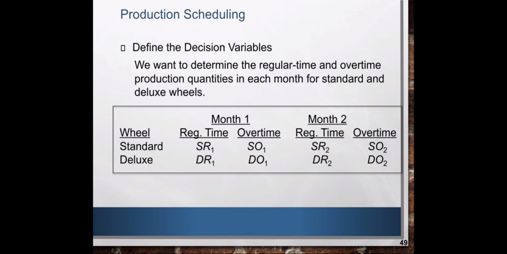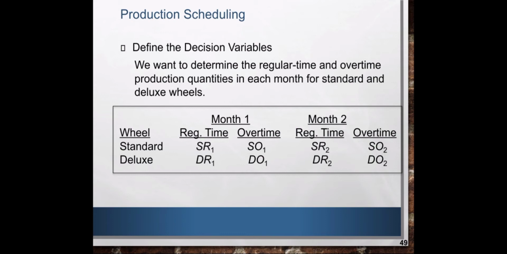So the company wants to determine the regular time and overtime production quantities in each month for standard and deluxe wheels. So we need to set up a linear programming model for this problem. The objective function of a linear programming problem can be either of maximization or of minimization, depending on whether we want to maximize the profit or minimize the cost. The non-negativity constraint must always be included in LPP.